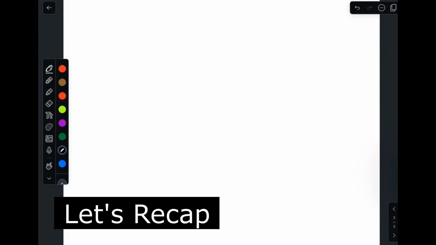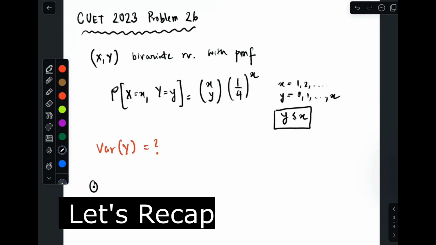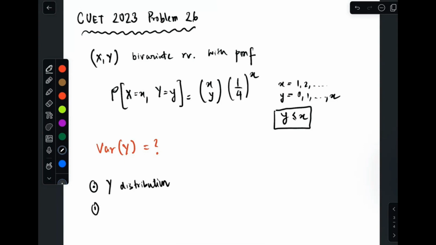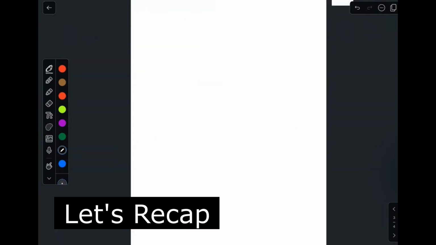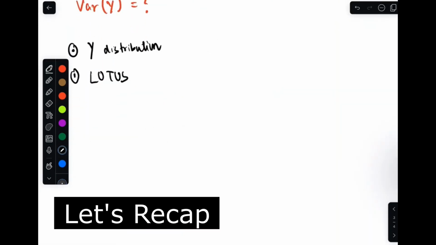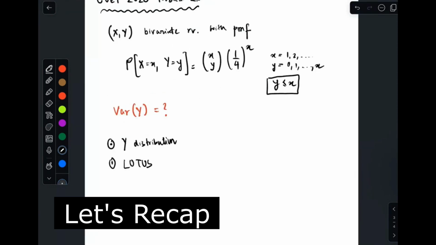So let's try out this problem of CUET. This is CUET 2023 problem 26. Strategies. One strategy can be to find the distribution of y. Another strategy can be using something called LOTUS. LOTUS is a very interesting strategy that is mentioned in the Blitzstein book, Introduction to Probability.